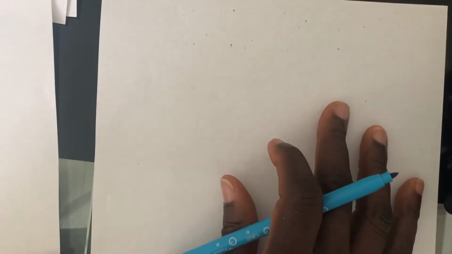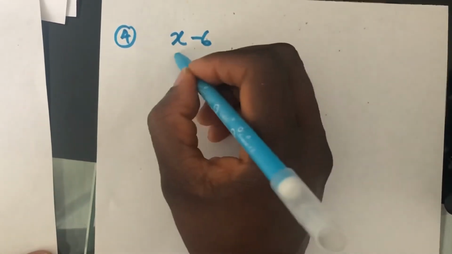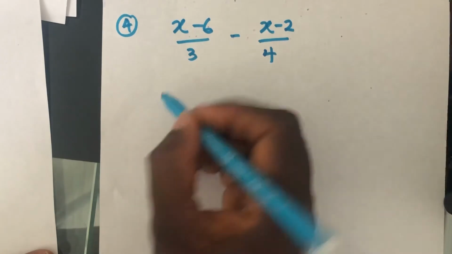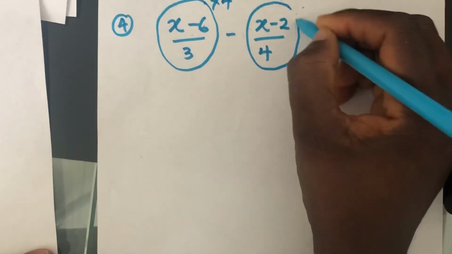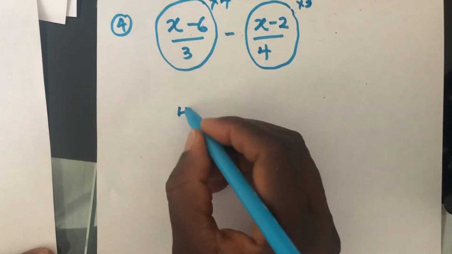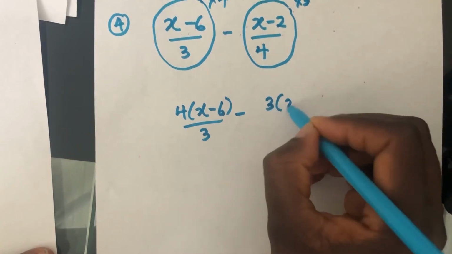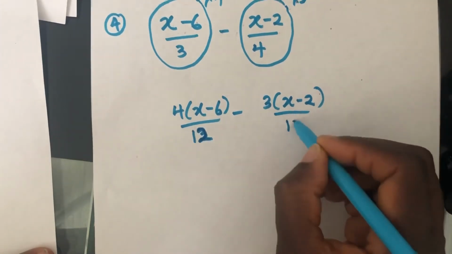Let's do one more question that looks a bit like an exam type question. This is like a higher tier type question in the GCSE or IGCSE or any of the exams that you're taking. As question 4, x minus 6 over 3 minus x minus 2 over 4. If we times this fraction by 4 and then times this fraction by 3, then we would have 4 times x minus 6 over 3 minus 3 times x minus 2 over, oh, that should have been 12 over 12 on the side as well.